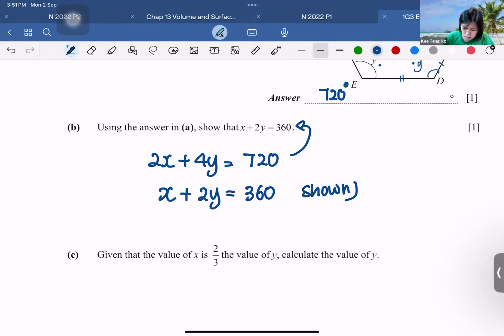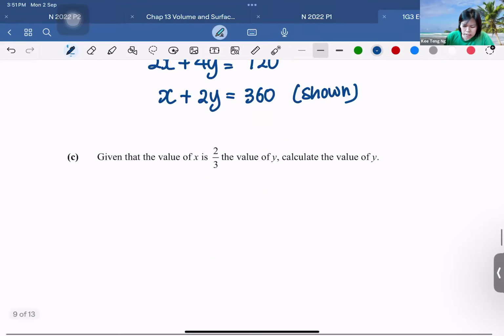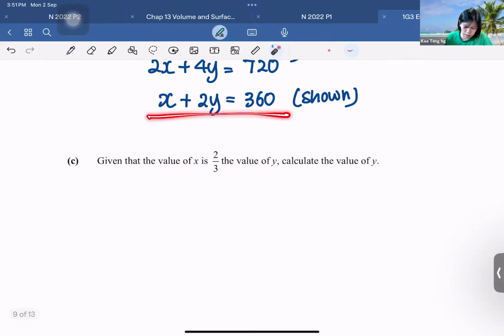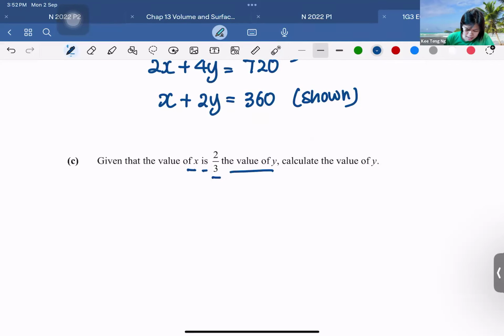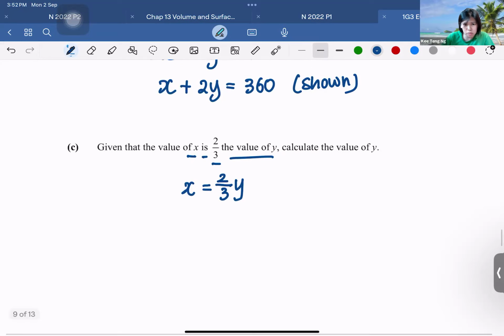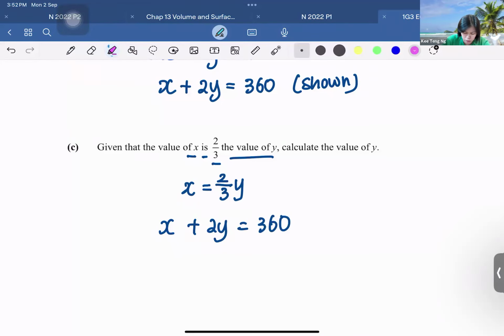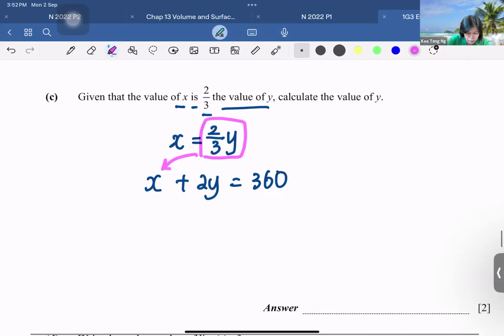Next, I already have this equation. This equation is already given to me. They say x is 2 over 3 of y. So what am I going to do? I have my original equation. Oh, who's this? Haki. My original equation is x plus 2y equals 360. The x now becomes 2 over 3y. I'm going to plug it inside.